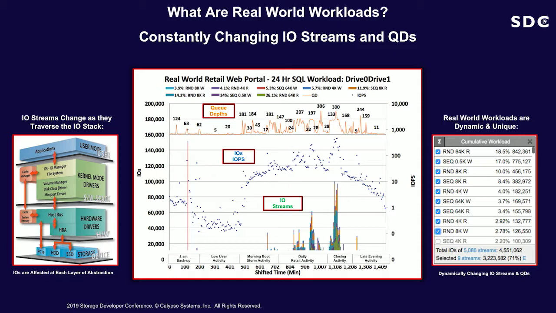All right. An IO stream is a specific random or sequential access of a block size of a read or write IO. Okay, so random 4K write, that's one IO stream. If I have 50,000 random 4K writes in 24 hours, that's one IO stream. If I have 50,000 4K reads, 2 IO streams. If I have a 4.5K read, 3 IO streams, okay? So here's the question. Across 24 hours, how many distinct IO streams do you think occur?